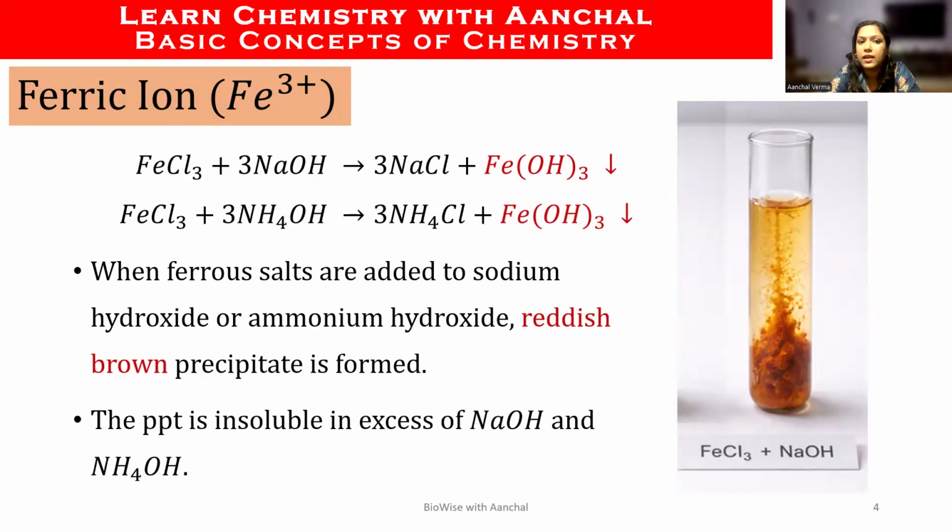If you talk about the ferric ion or Fe3+ ion, where iron shows a valency of +3, with NaOH and NH4OH, in both cases, a reddish brown precipitate is formed. This reddish brown precipitate is again insoluble in both NaOH and NH4OH. And by seeing the color of the precipitate, you can identify it is Fe3+. So whenever ions are asked in a question, do not forget to mention the charge on it. Because if I say iron, it's an element, it's a metal. But if I say Fe3+, then I'm talking about the ferric ion. So iron without a charge does not have any existence.